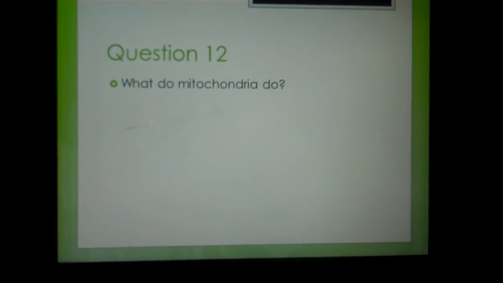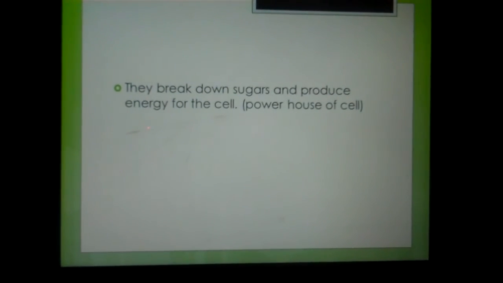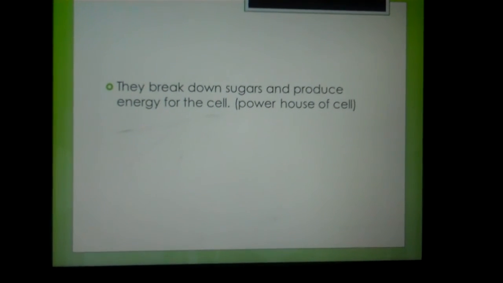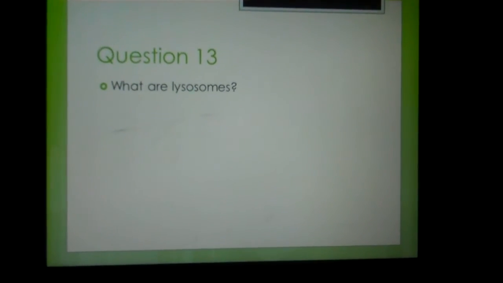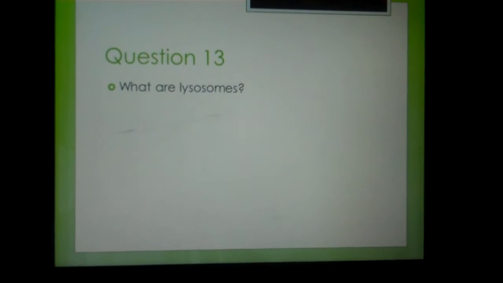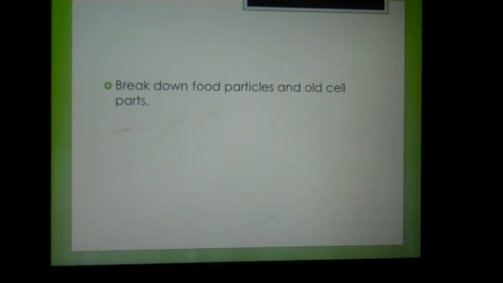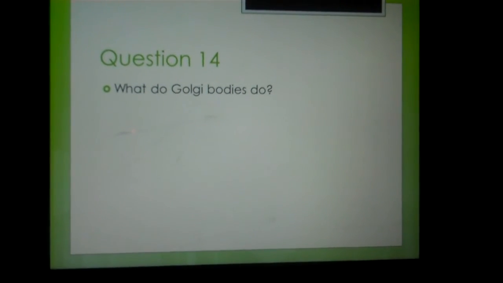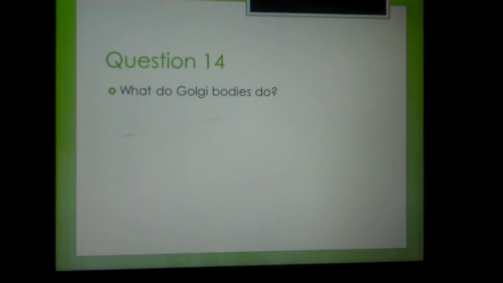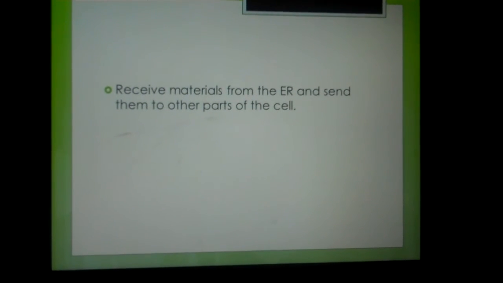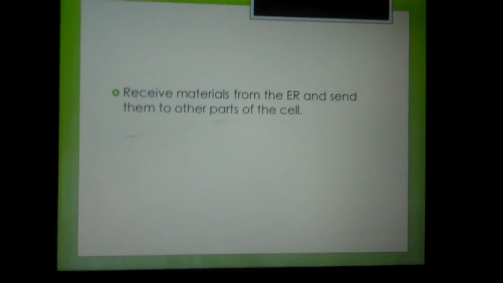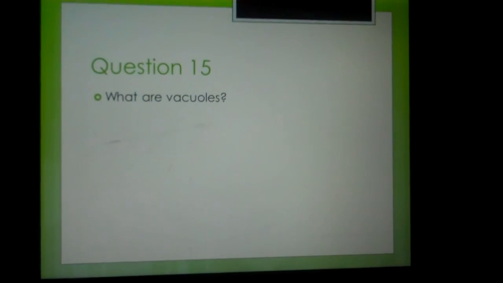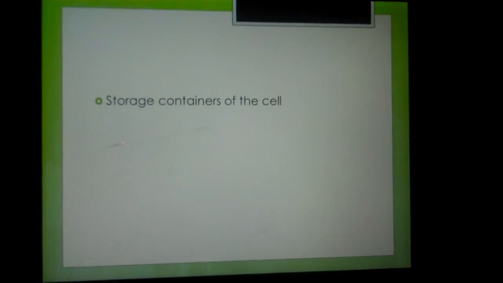Question 12. What do mitochondria do? They break down sugars and produce energy for the cell. They are also known as the powerhouse of cells. Question 13. What are lysosomes? Lysosomes break down food particles and old cell parts. Question 14. What do Golgi bodies do? They receive materials from the ER and send them to the other parts of the cell. Question 15. What are vacuoles? Vacuoles are storage containers of the cell.